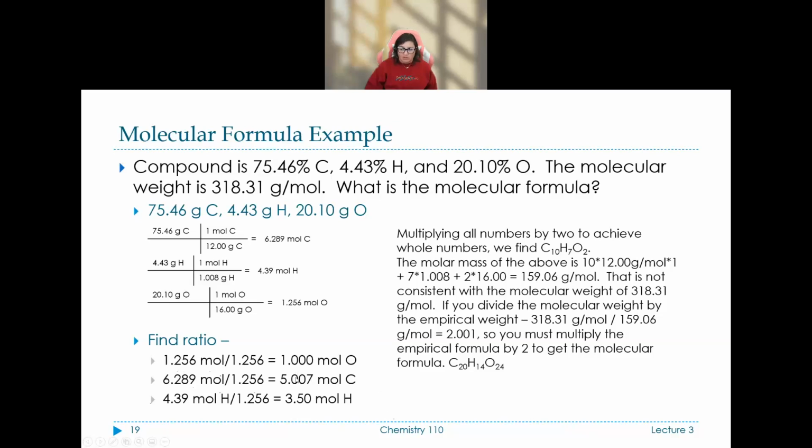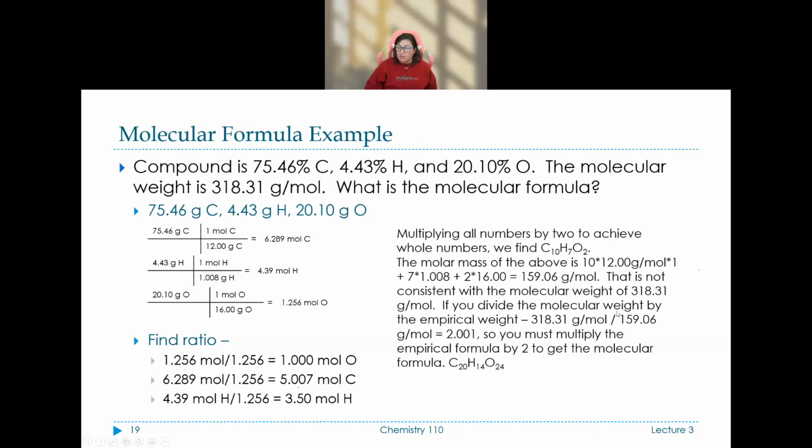Well, that doesn't work, right? Because while these are both whole numbers, this one isn't. But if I multiply everything by 2, then this becomes 10, this becomes 7, and this becomes 2. So we have C10H7O2. And the molar mass of that particular thing is 159.06 grams per mole. We were told that the molar mass is 318.31. So that is not consistent again.